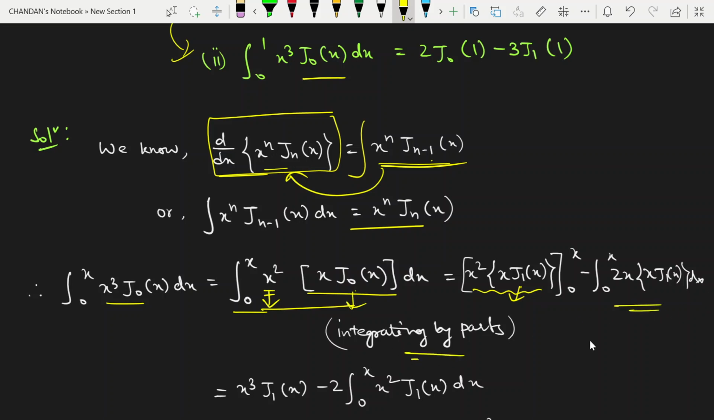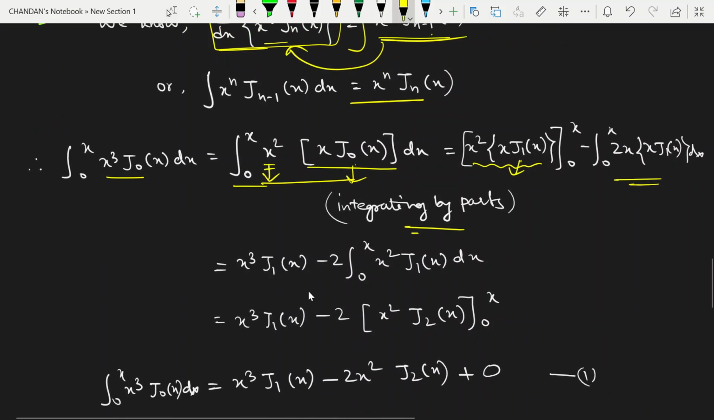Okay, so integrating by parts, we can write here x cube J1(x), upper limit minus lower limit, and 0 gives 0 since here the x term is present. Okay, minus 2 into integration from 0 to x of x square J1(x) dx. Now we can again use the above formula here, so we can write x cube J1(x) minus 2 into x square J2(x) from 0 to x.